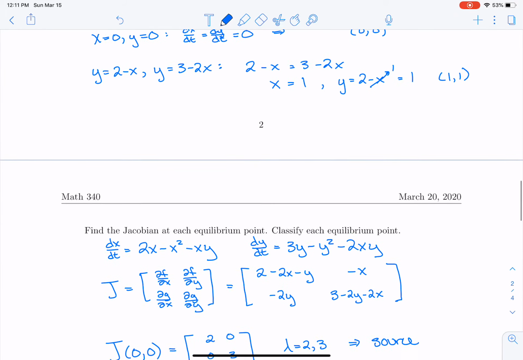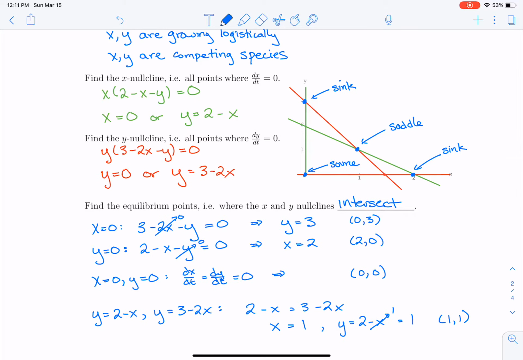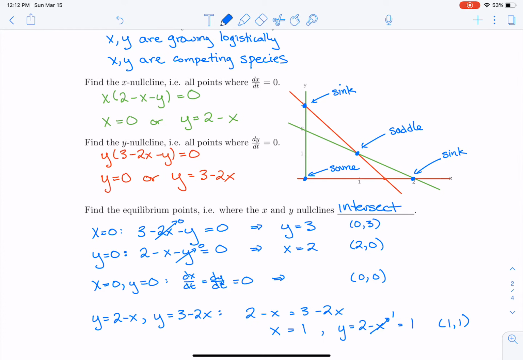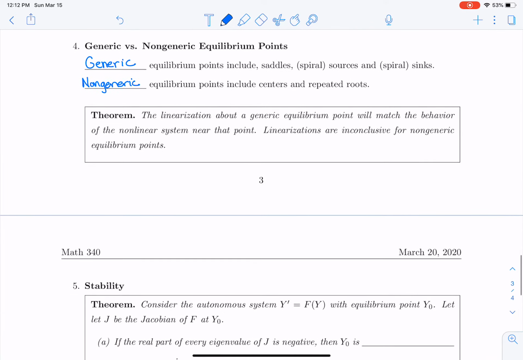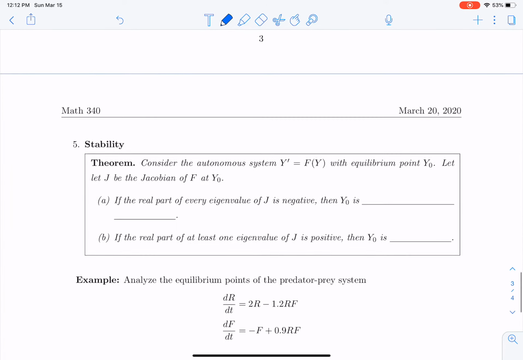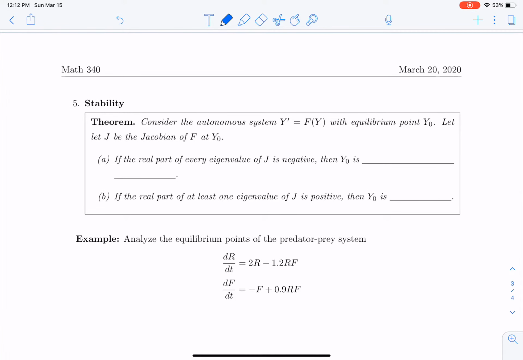So I can go back to this picture, and when I labeled these points as sinks, saddles, and sources, that was the correct thing to do for the nonlinear system, because the linearization is telling us what's going on for the nonlinear system. So those are generic and non-generic equilibrium points. And for the generic ones, the linearization will match the behavior of the nonlinear system.